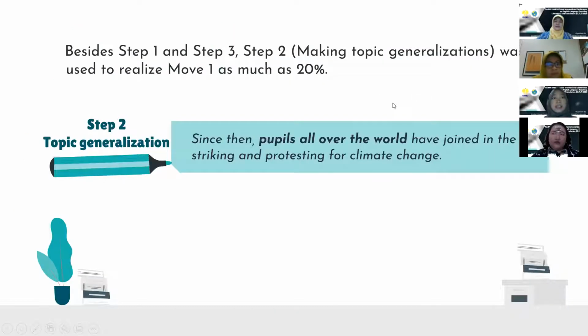Next, besides step one and step three, step two, or making topic generalizations, was used to realize move one as much as 20%. So this is the example: since then, pupils all over the world. So the writer mentioned all over the world to generalize the topic.